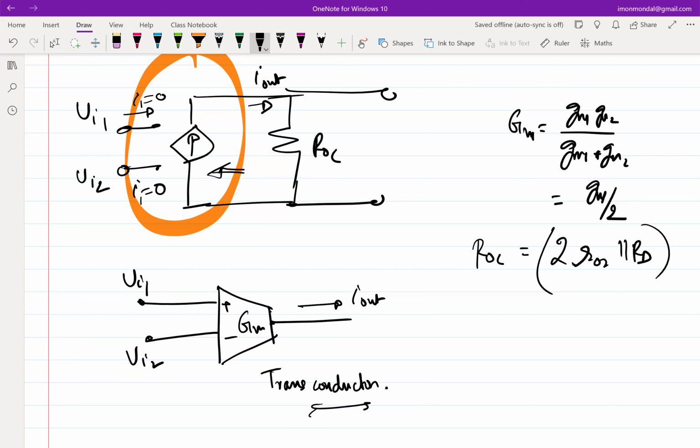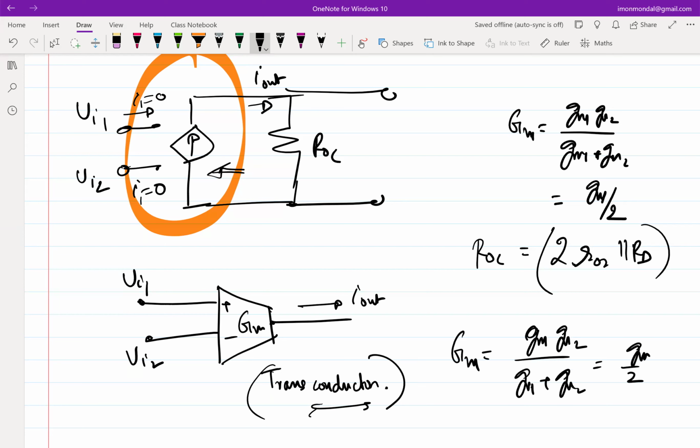It's dependent on voltages somewhere else. So they have a transfer of conductance, transfer of information from some other ports to some other ports. So this is a transconductor. And the value of that proportionality constant, we call it GM or transconductance, which in our case is GM1, GM2 by GM1 plus GM2, which is GM over 2.